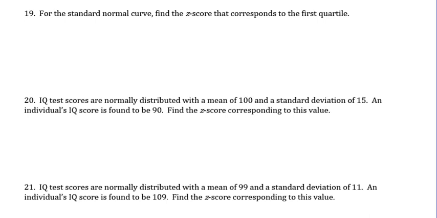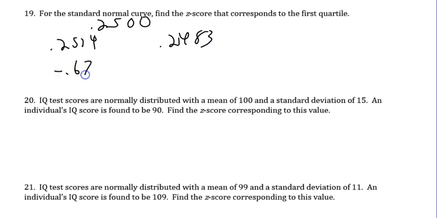Number 19, for the standard normal curve, find the z-score that corresponds to the first quartile. Well, first quartile is 25%, or 0.25. So we're looking for 0.2500. The closest ones are 0.2514 and 0.2483. This one has a z-score of negative 0.67. This one has a z-score of negative 0.68. I would accept either one of those answers. The best answer, though, is going to be to add these two and divide by 2 and get negative 0.675. Or just tack 5 onto the smaller one.